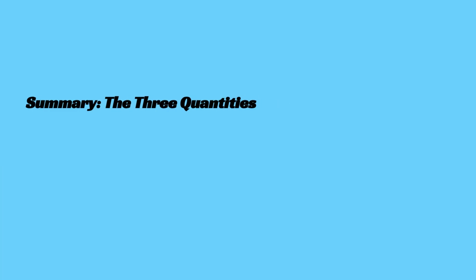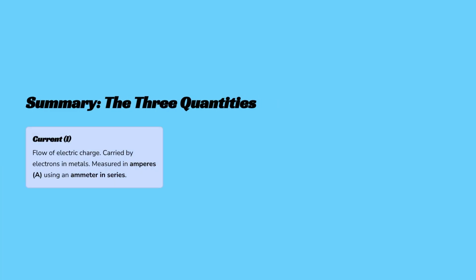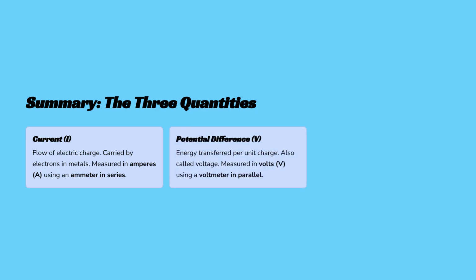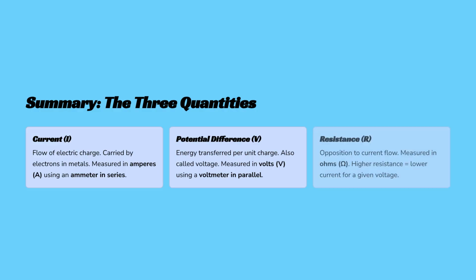Let's summarize the 3 core quantities. Current is the flow of charge measured in amps. Potential difference, or voltage, is the energy per unit charge measured in volts. Resistance is the opposition to flow, measured in ohms.